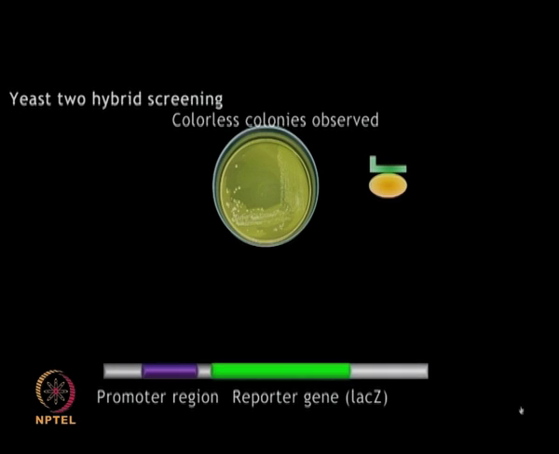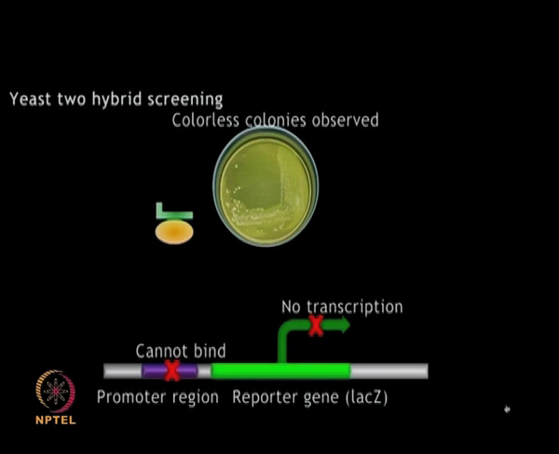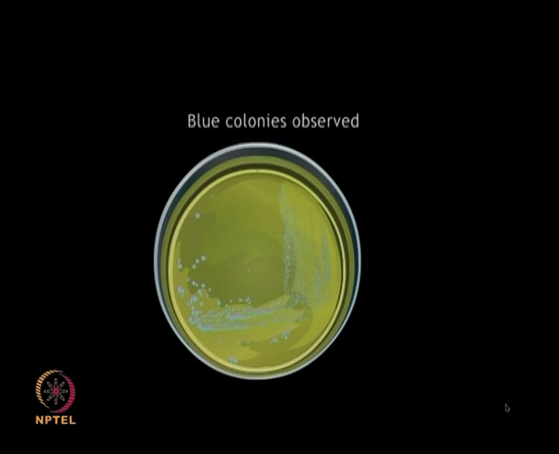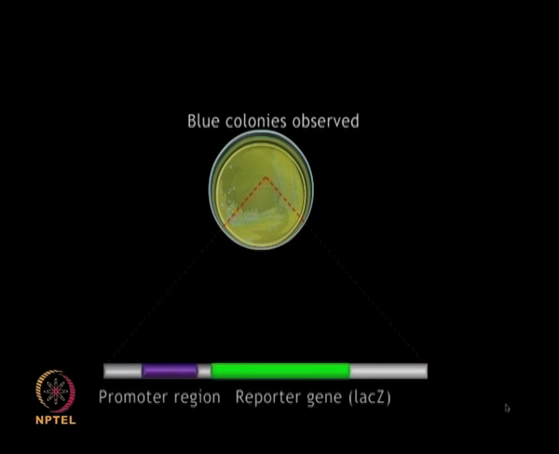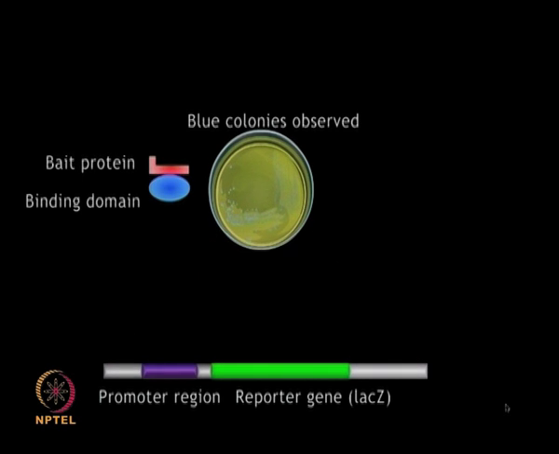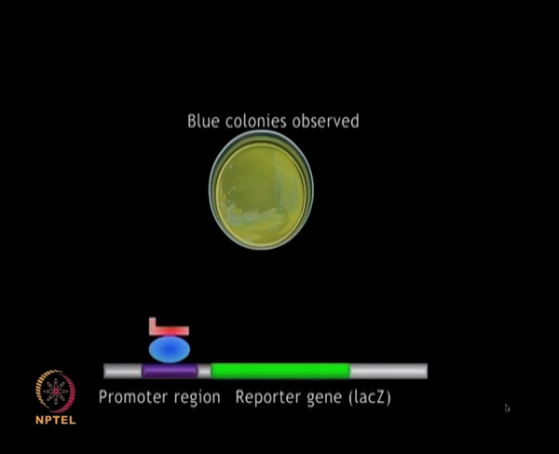The two-hybrid screening protocol uses this interaction as the basis for screening protein-protein interactions. When the bait protein bound with the binding domain interacts with the prey protein fused with the activation domain, there will be expression of the reporter gene, which can easily be detected. The lacZ gene is a commonly used reporter gene whose protein product, beta-galactosidase, cleaves the substrate X-gal, resulting in blue color colonies.